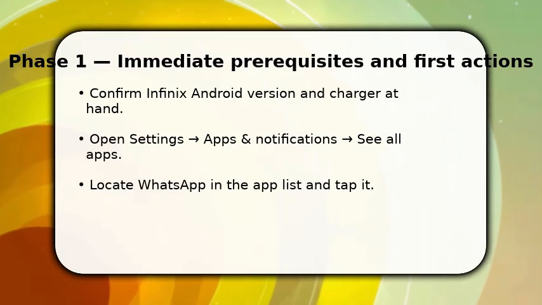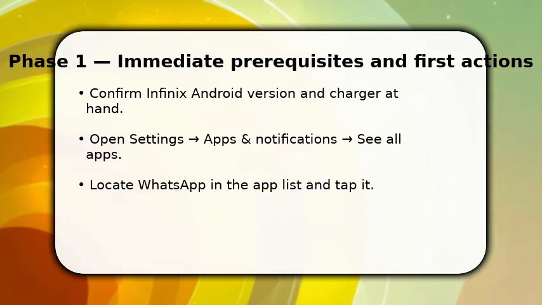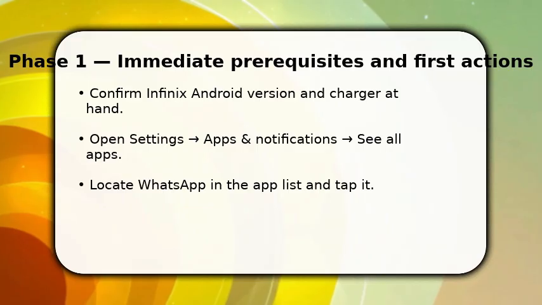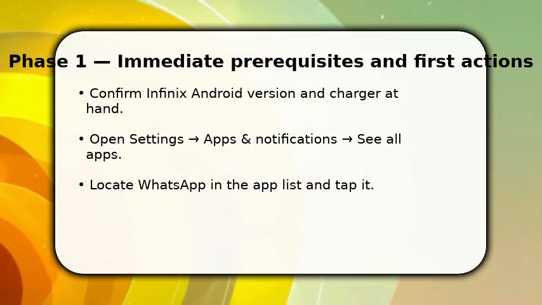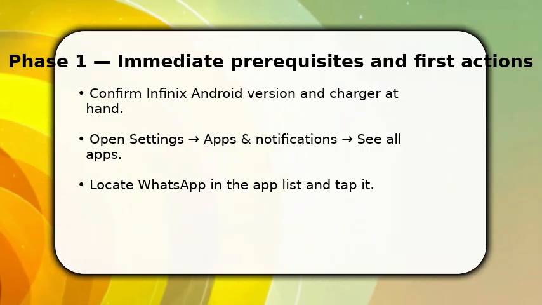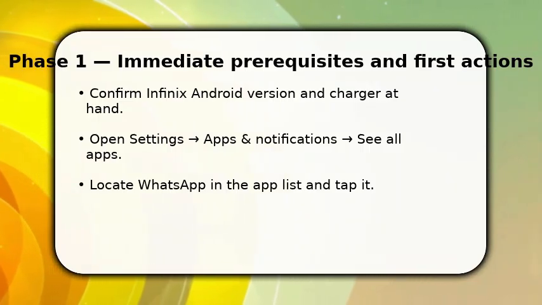Enjoy the video. You start by confirming your Infinix is awake and charged, then go straight to Settings. Once inside, open Apps and Notifications, then see All Apps because you need the app-specific controls. Make sure to find WhatsApp in the list and tap its entry.